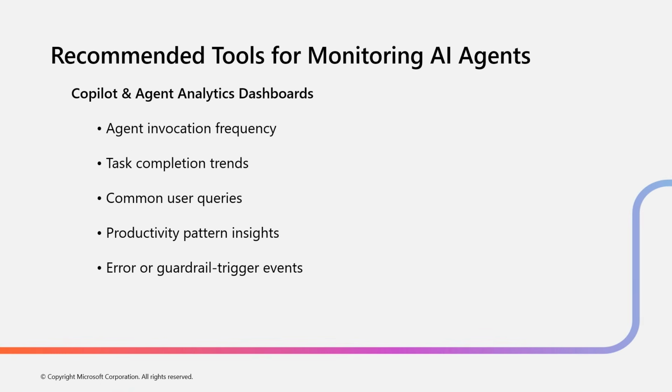When available, Copilot and Agent Analytics dashboards give you granular insights into agent behavior. You can see agent invocation frequency, telling you how often each agent is called. Task completion trends show whether agents are getting better or worse over time. Common user queries reveal what people actually expect from the agent, which is gold for improvement planning. Productivity pattern insights help you understand peak usage and workflow bottlenecks. And error or guardrail trigger events highlight where the agent is hitting boundaries. Use these dashboards to build a narrative about agent health.